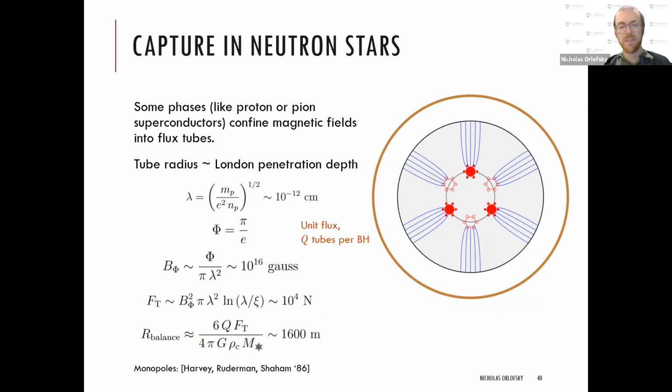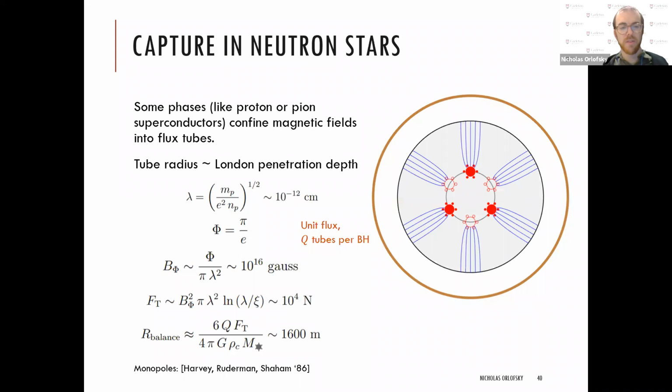whether you can have some configuration that looks like this, essentially, where the tension force from these flux tubes balances the gravitational attraction to the stuff inside of the core. And in fact, you do.